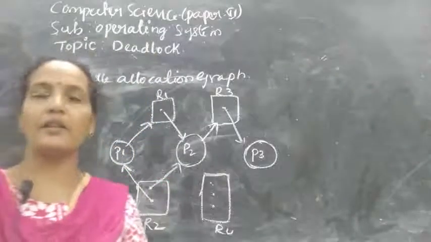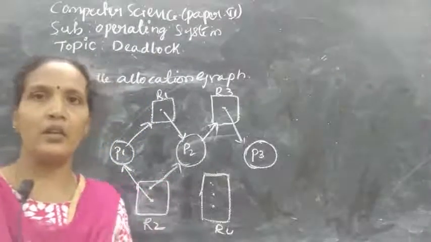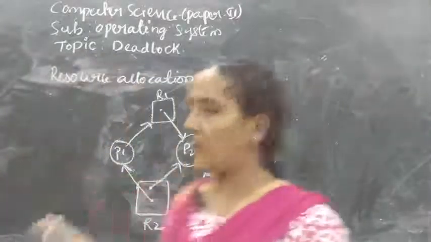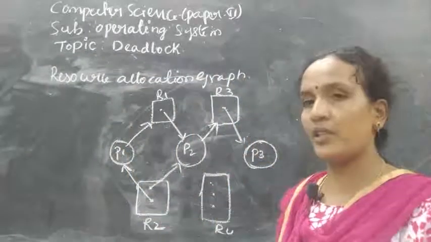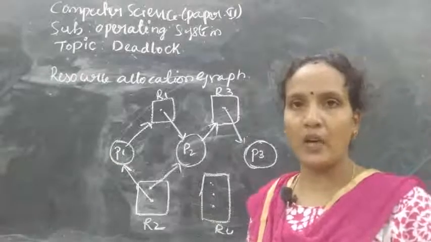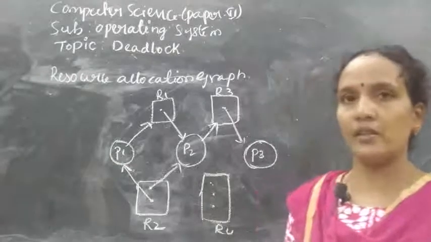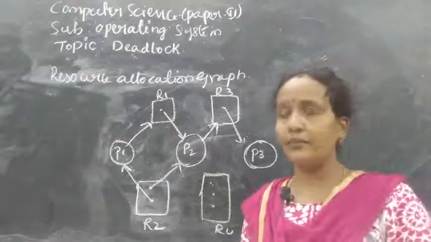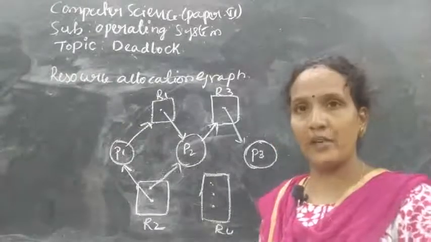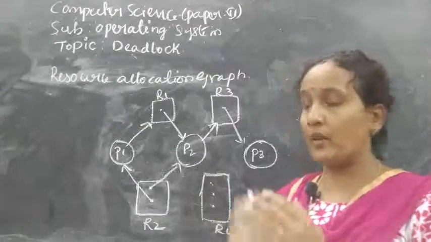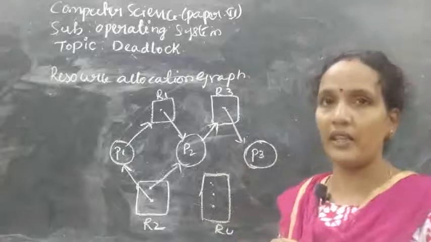Another characteristic of a deadlock is the resource allocation graph. Using a resource allocation graph, you can also find out whether there is a deadlock in the system or not. First I will explain the resource allocation graph.